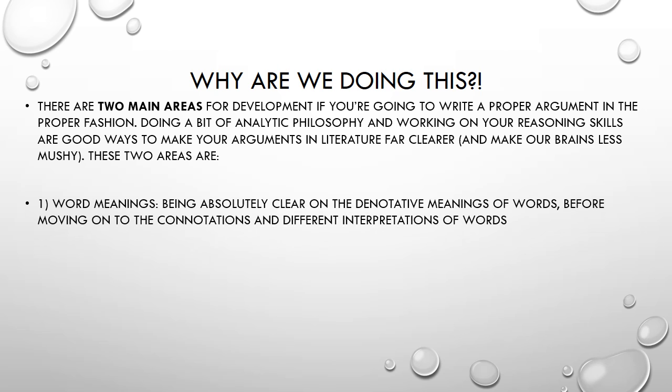So the first one is getting word meanings in order, and we're going to do some activities on that in a minute. What we need to do is be absolutely clear on the denotative, that's like the dictionary definition, the denotative meanings of words, before then moving on to the connotations and different interpretations. So often you're given a buzzword in a question, like, I don't know, evil, something like that. And immediately students fly into really unique and original and strange takes on that word, which is great, but they haven't looked in depth at what evil tends to mean, or what some really clear meanings are, first, before they get into the, ah yes, but what even is evil anyway, type of response. So trying to be clear, essentially, is what we're talking about, especially in introductions.